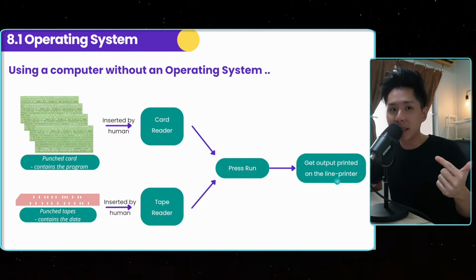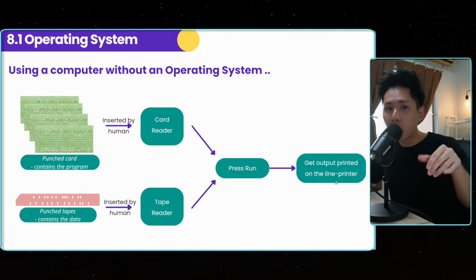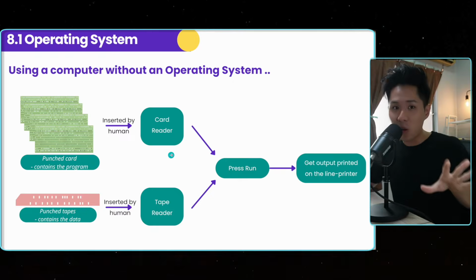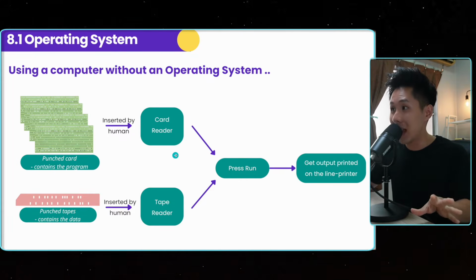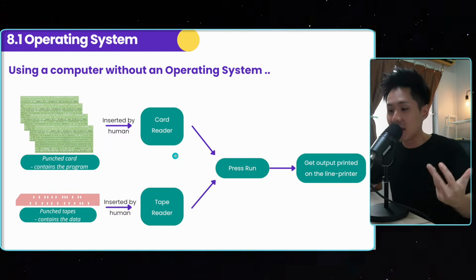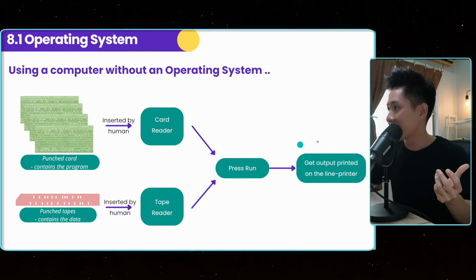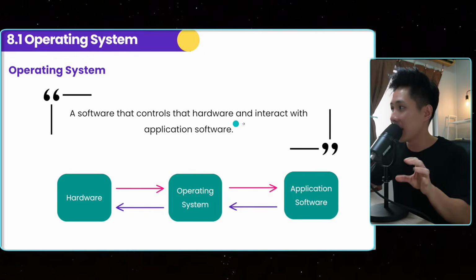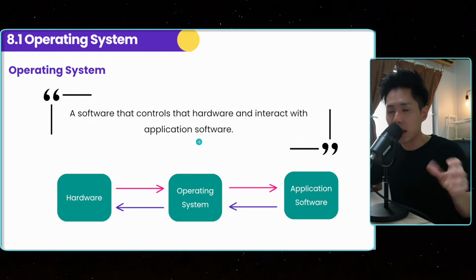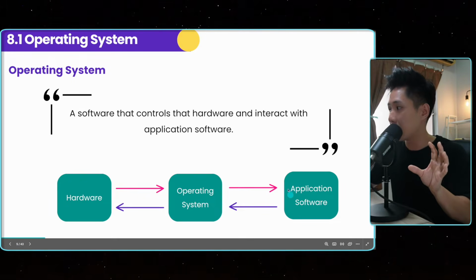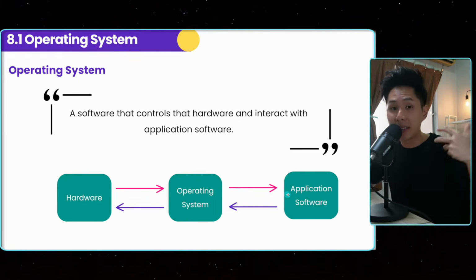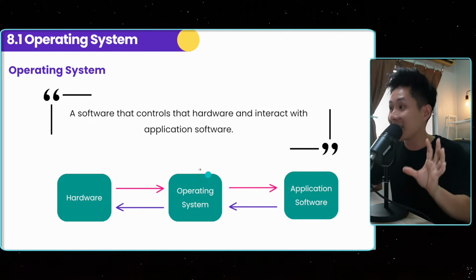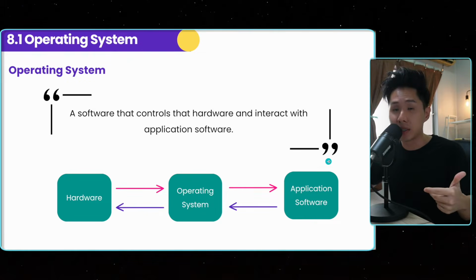As you can see, this method is not really efficient because what if you have multiple programs to run? Then you might have to do this all day long. And this is exactly what happened in the era before the operating system. What the operating system does is that it controls the hardware and interacts with the application software. Think of it like the middleman between the hardware and application software. In the example that we discussed just now, the human was the middleman, and now we are delegating the role to the operating system.